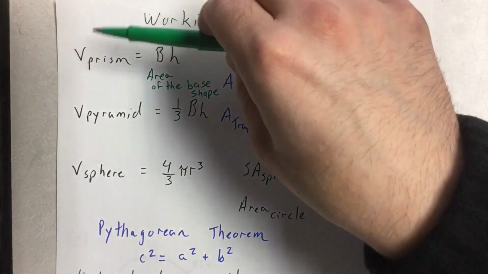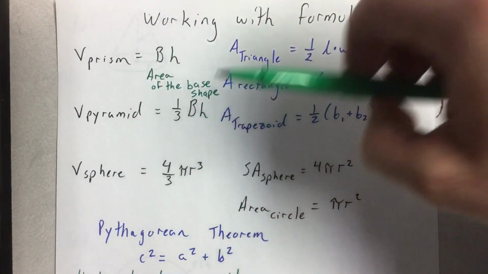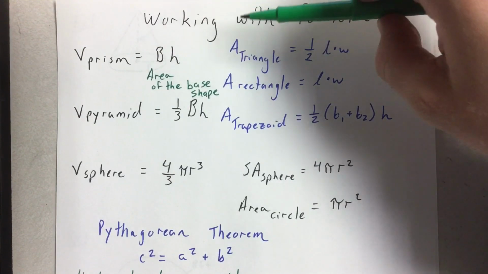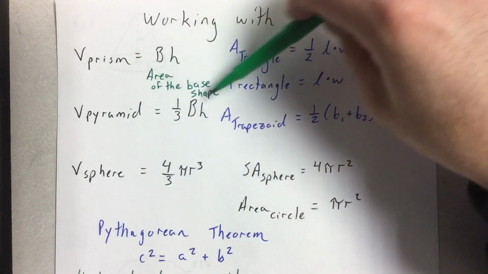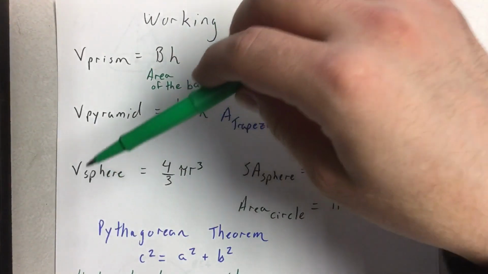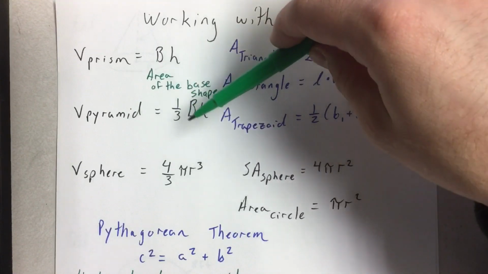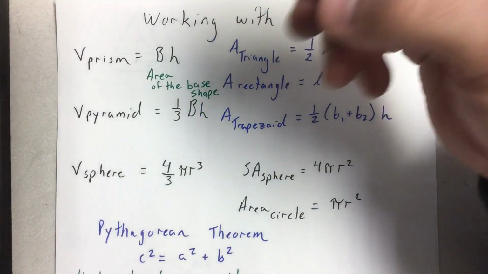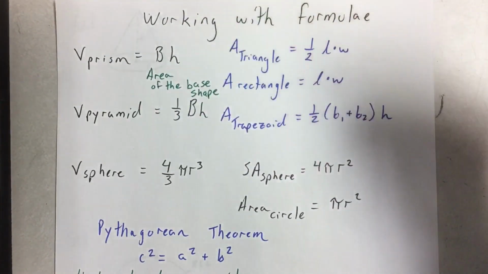I want to say here, notice we're not seeing cylinder or cone in our formulas. That is because a cylinder can be viewed as a prism with a base shape of a circle. And a cone could be seen as a pyramid, since it meets at a point, with a base shape of a circle as well. So cones and cylinders will utilize the same formula.